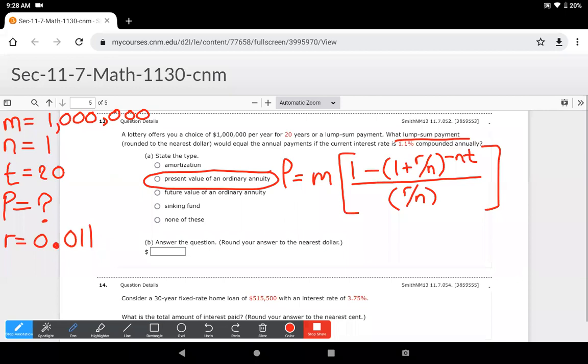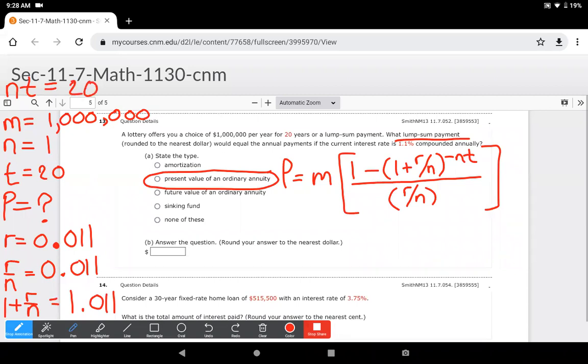That's 1.1%, which is 0.011. And r over n, since n is 1, is just the same value as r. Then 1 plus r over n is 1.011. The other bit that we always need that I never seem to have space for is our nt, which is 20, because when n is 1, that just really simplifies everything. So thank you, examples with annual.